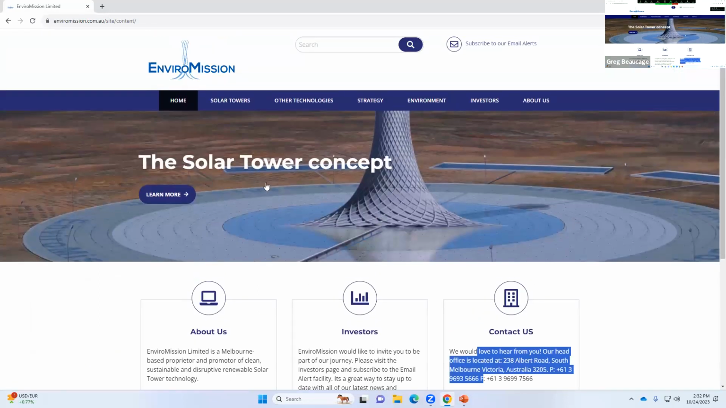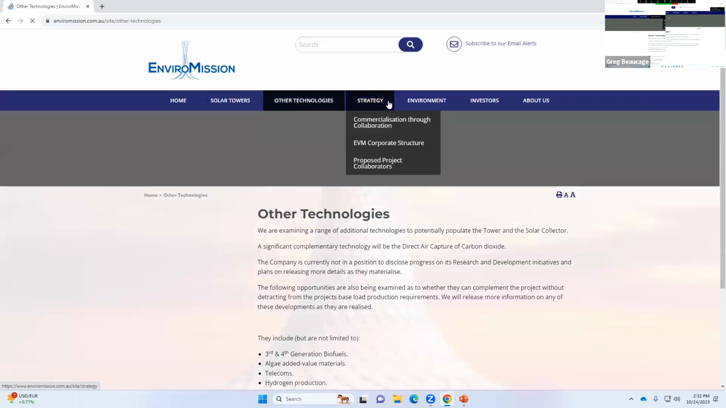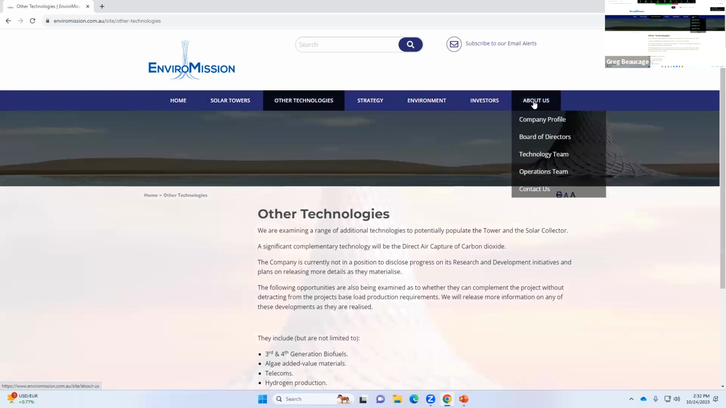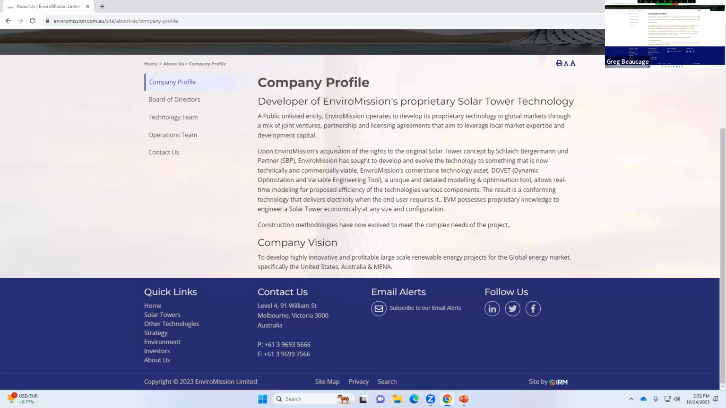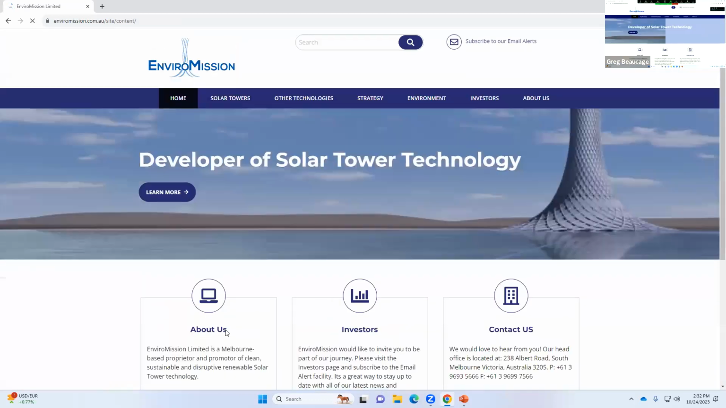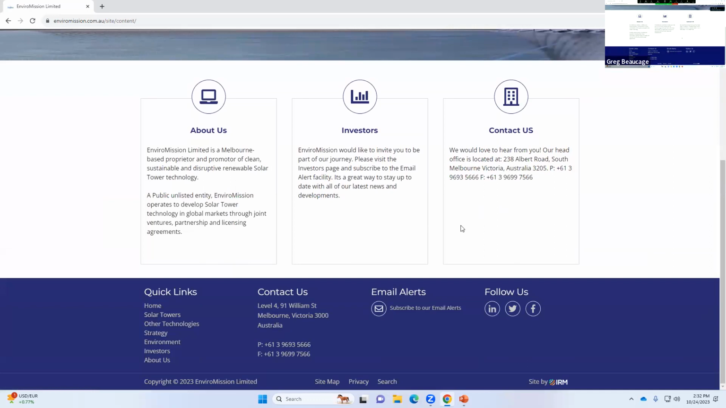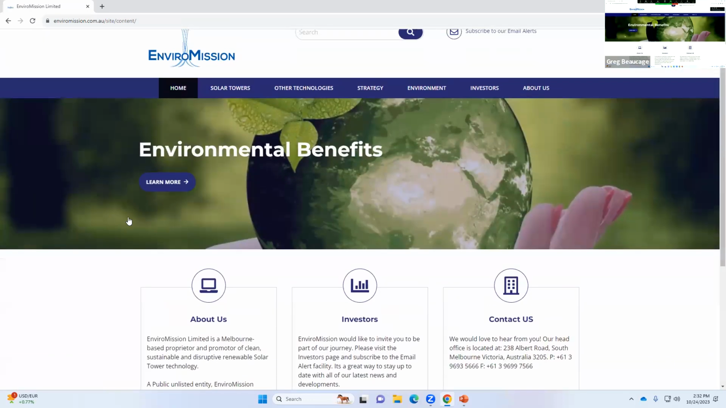This is the prototype picture, concept animations. I don't see that they actually have done this. I think this is still a twinkle in their eye kind of thing here. But it's been done in Spain, and it was attempted to be done on a small scale in Africa, and it was a failure.